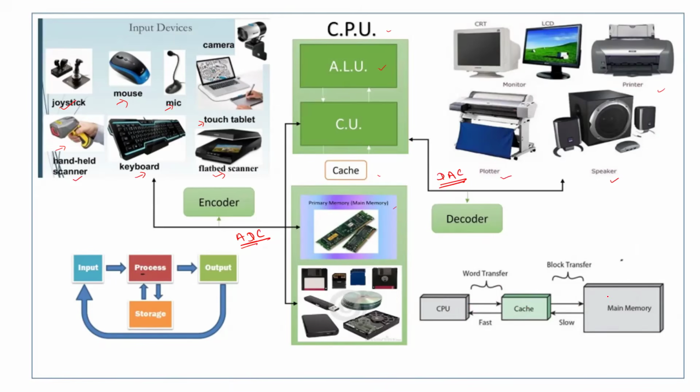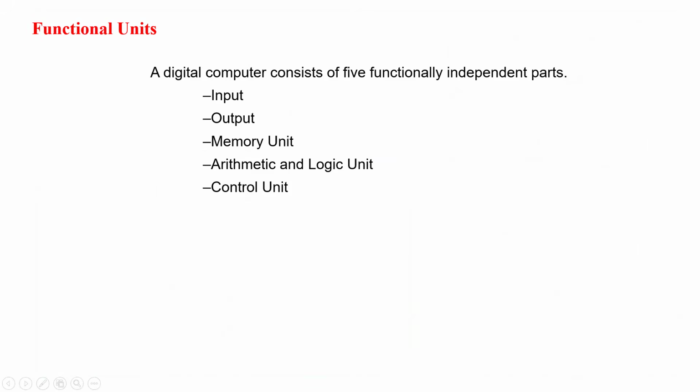Again, we have another block transfers. All this we'll see in a little bit more detail later when we talk more about the memory. Again, here you have input, processor, storage, which is memory, and here the output parts. So this is just for the practical examples. So the basic functional units here in digital computers: we have input devices, output devices, memory units, and arithmetic and logic units.